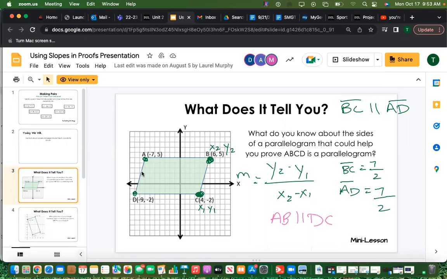So let's talk about it really quick. How many units up did we go? 0. And then how many units to the right did we go? Okay, and then what's 0 divided by 13?